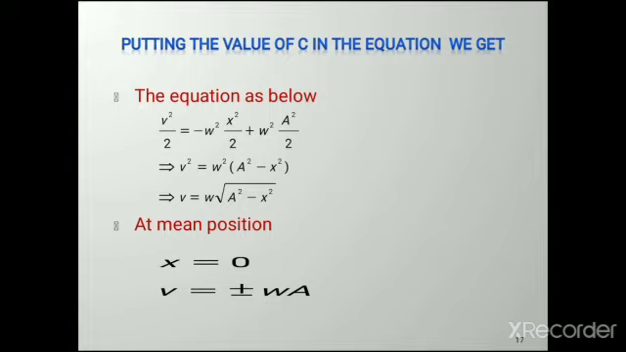What are the maximum and minimum values of v? So let us find out. At mean position, x is equal to 0. If you substitute x is equal to 0 in the above equation, v is equal to omega square root of a square minus 0, which is a square. The equation will reduce to v is equal to plus minus omega a. So at mean position, velocity is plus minus omega a.